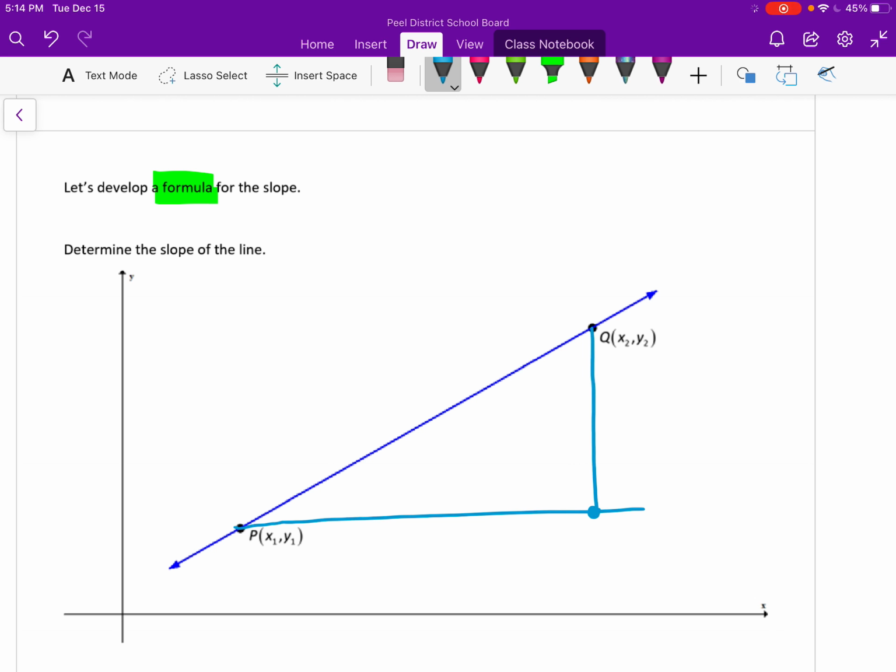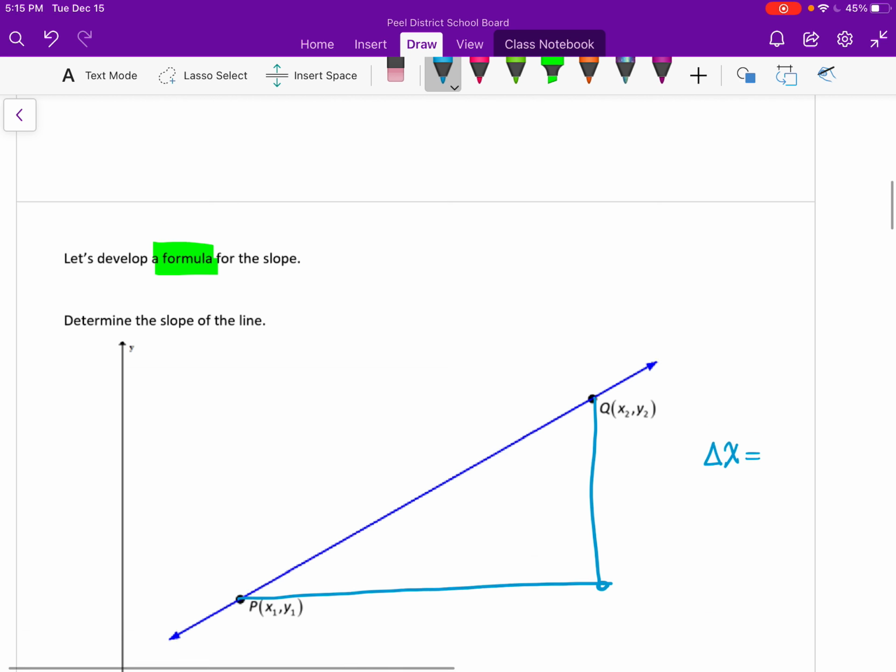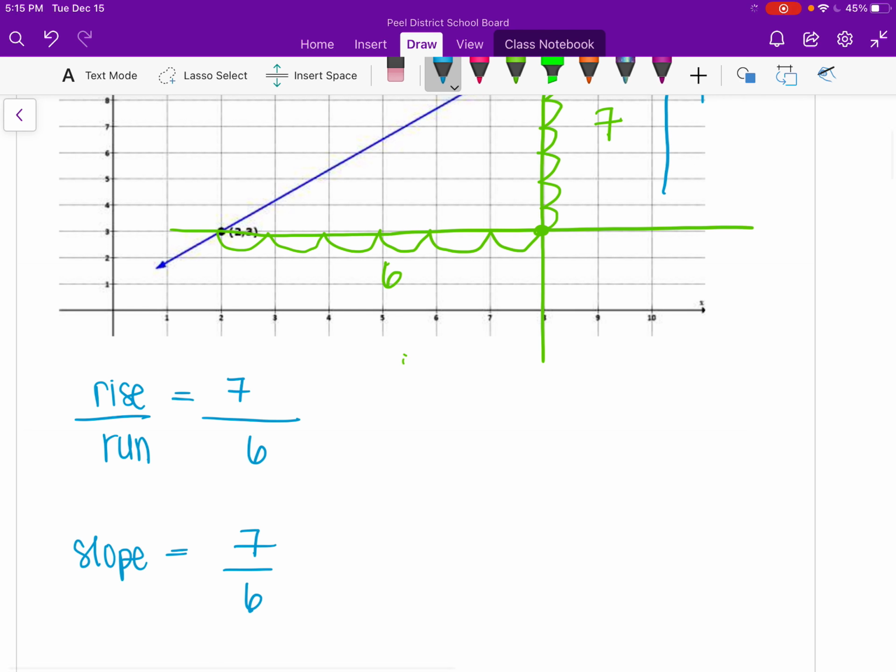So say I had this line segment PQ, right? And it had x1, y1, x2, y2. And I wanted to determine, all right, I want to now know what is the slope of this line PQ. First things first, I'm going to want to find the change in x. So delta x. How can I find the change in x? I could count, but since I don't have the ability to do that now, I could, for example, have gone back up here to find the change in x.